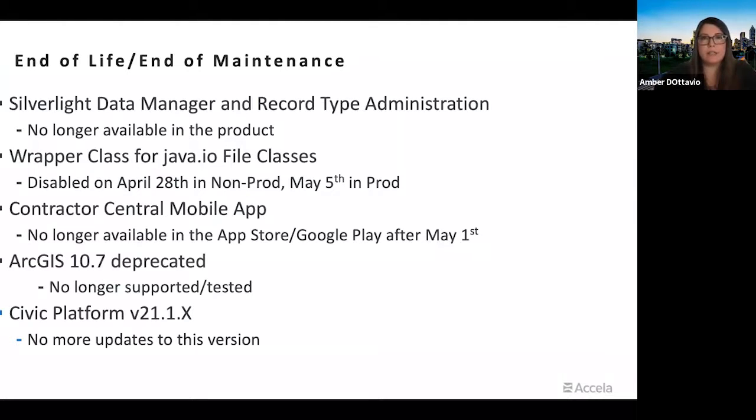The next here is our Contractor Central mobile application. This is an older mobile app that was available to contractors that interacted with multiple agencies and ACA sites. This app will be removed from the App Store and Google Play around May 1st. Instead of the app, contractors now will be directed to use Accela Citizen Access.